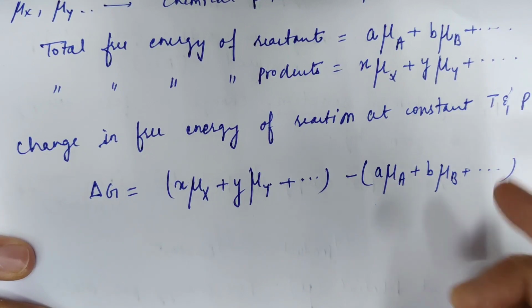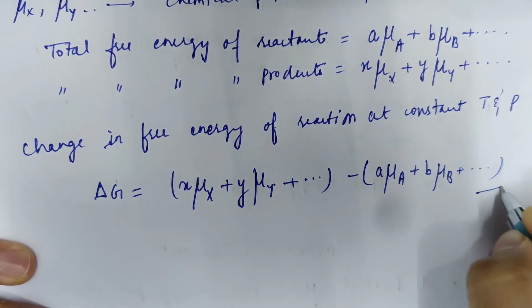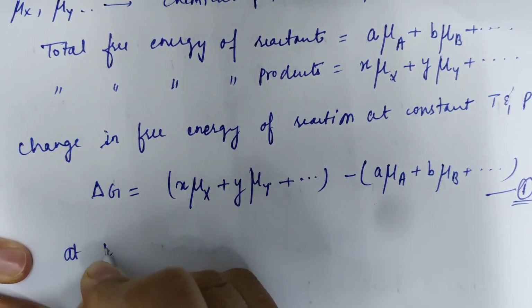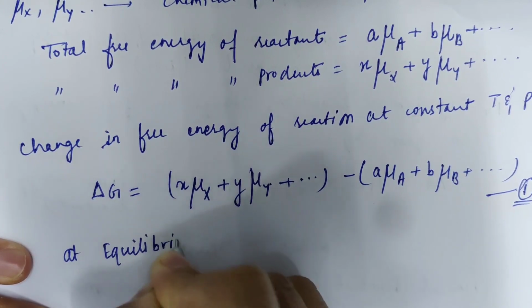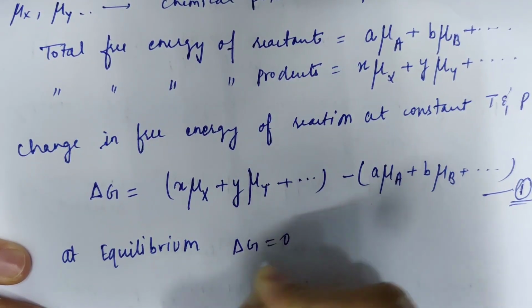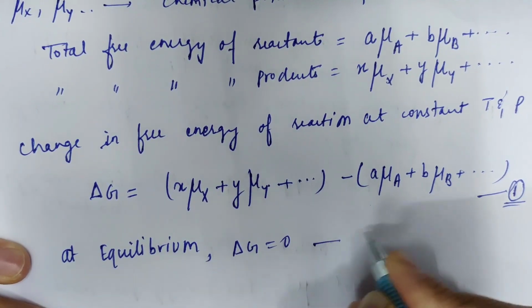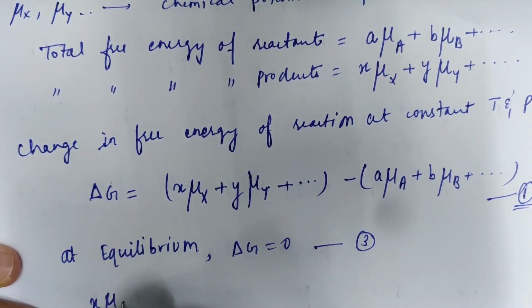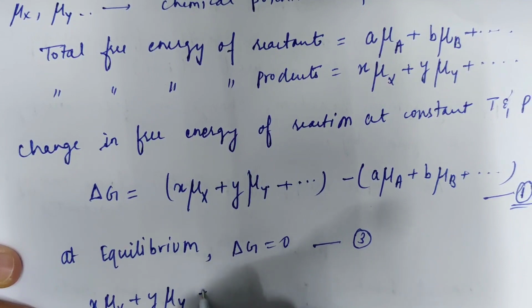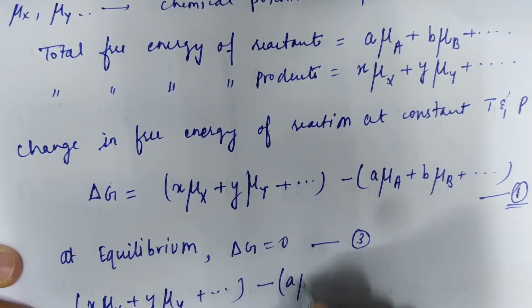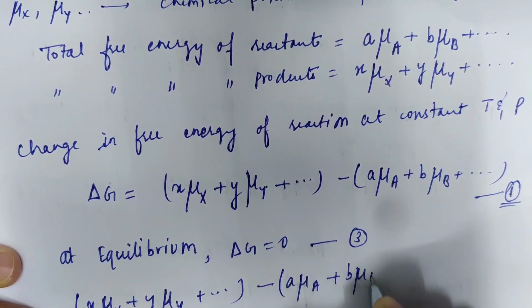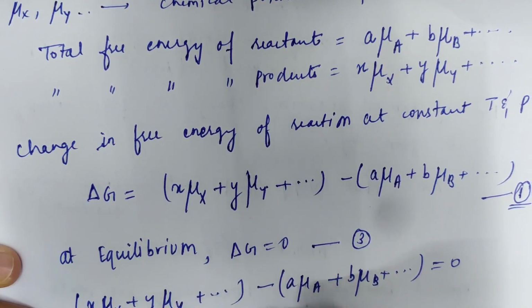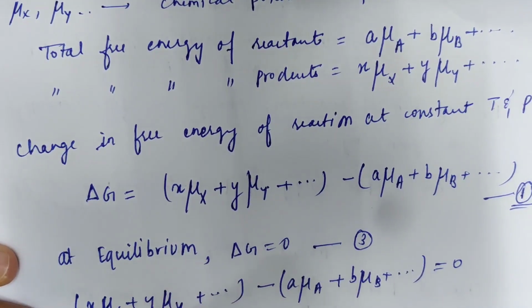Now this is the same equation we had previously as 1. Now at equilibrium, our delta G is equal to 0. So putting this value of delta G in equation 1, what you're getting is X of mu X plus Y of mu Y plus so on minus A of mu A plus B of mu B plus so on is equal to 0. Alright. Now take the reactant term to the right hand side.